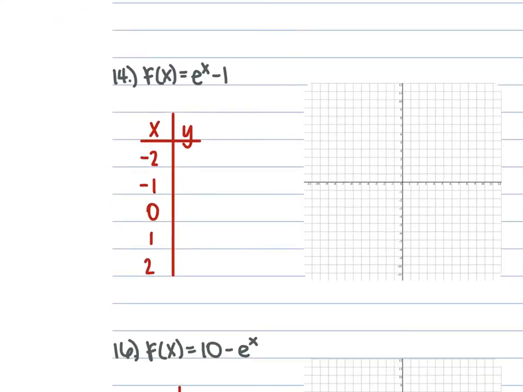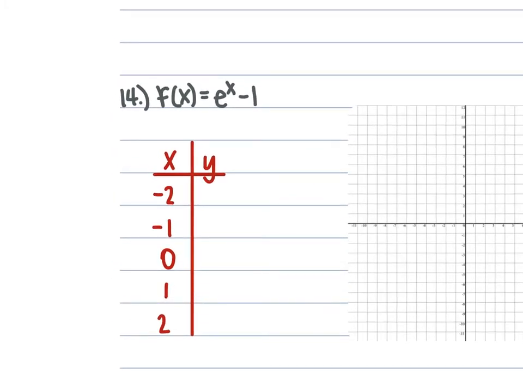For 14, we have f of x is equal to e to the power of x minus 1. So we plug that negative 2 in, we get negative 0.9. So it's negative 2, negative 0.9. Then we have the negative 1, e to the power of negative 1 minus 1 is negative 0.6. So that's negative 1, negative 0.6.